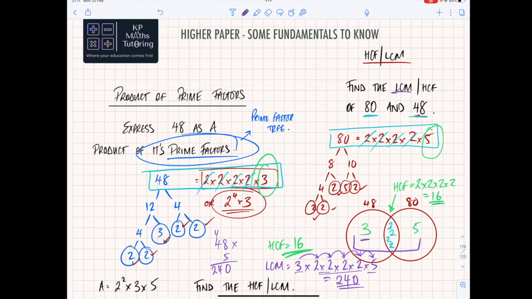Okay, so just remember, highest common factor is just the middle part of your Venn diagram, and lowest common multiple is all the values in the Venn diagram. It's just important to get your Venn diagram correct.